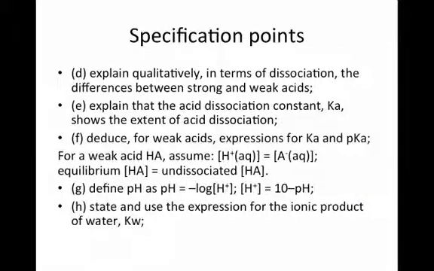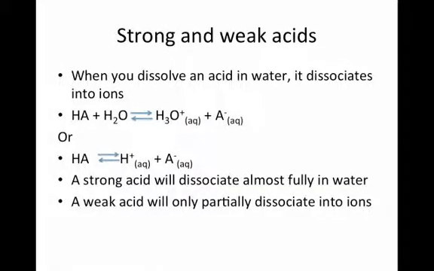Okay, let's get started. Strong and weak acids. When you dissolve an acid in water, obviously it dissociates into ions. You can think of that as H3O+ ions, or just H+ ions, and A- ions. If you put a strong acid in water, like hydrochloric acid, sulfuric acid, nitric acid, it will dissociate as close as it possibly can to completely into ions. Okay, so you don't have any covalent HCl molecules left when you put it in water. They all go to H+ and A-.